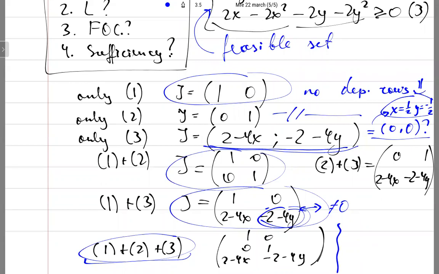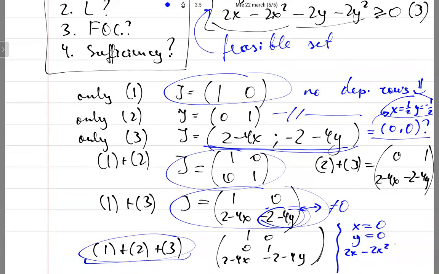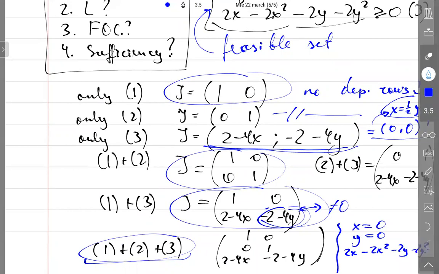But we needed a rank equal to the number of rows. The number of rows is 3, not 2. But how is it possible? So we have x equal to 0, y equal to 0, and 2x minus 2x squared minus 2y minus 2y squared is 0.